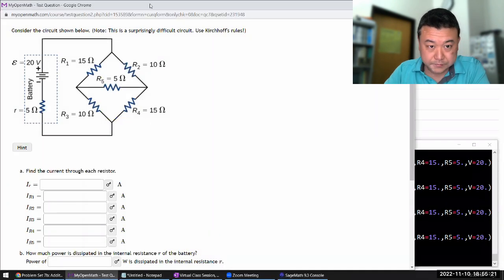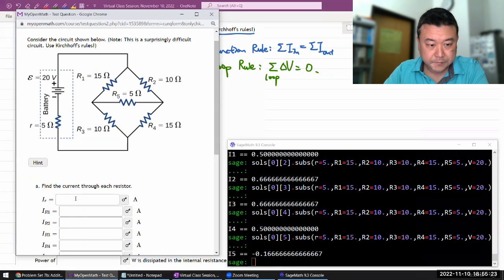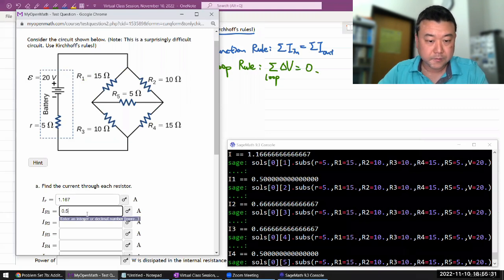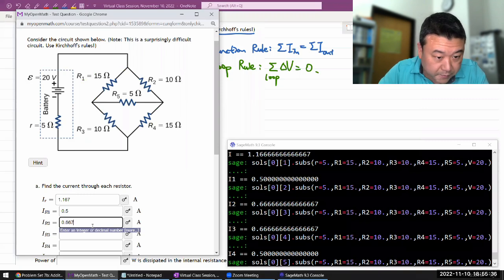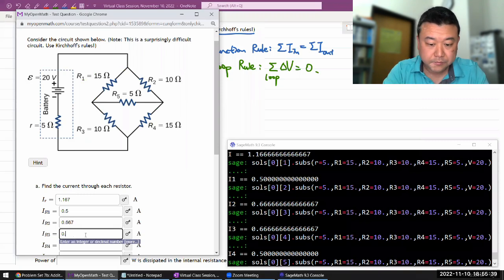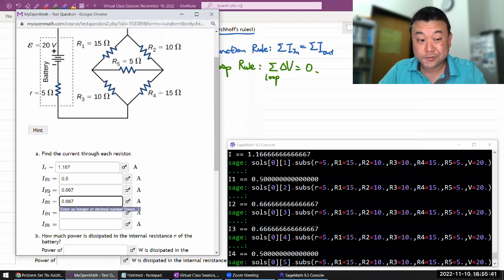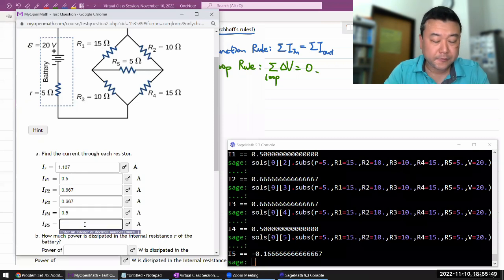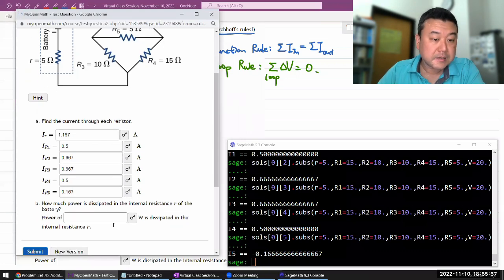So entering the answer. Let's see here. I of 1.167, IR1 of 0.5, IR2 of 0.667, IR3 of 0.667. Maybe you could have guessed that these two currents will be the same. I don't know. I4 of 0.5 and IR5 of, I'm just going to put it as a positive number, 0.167. So yeah, that's it.